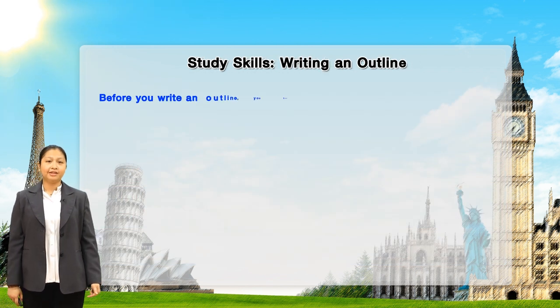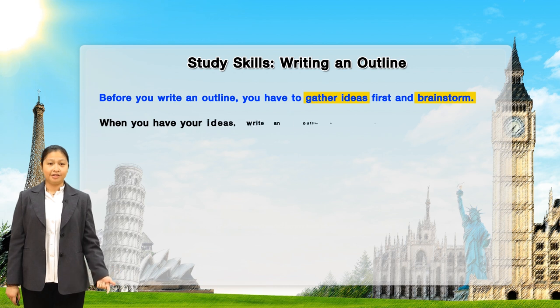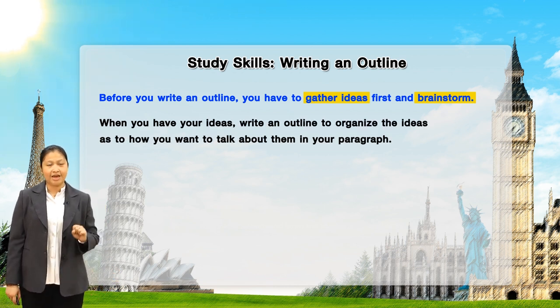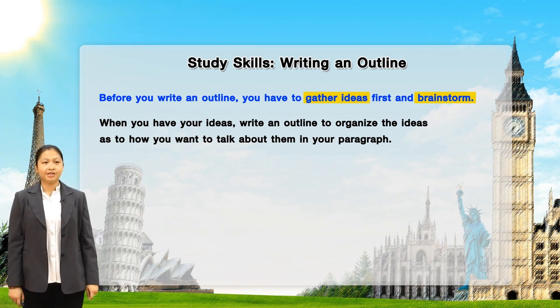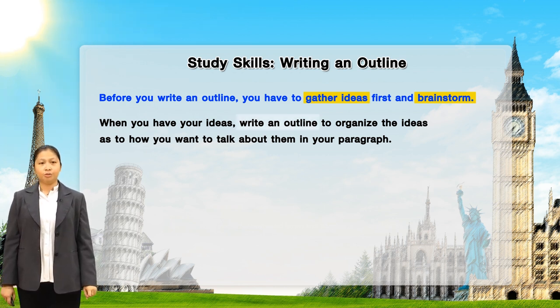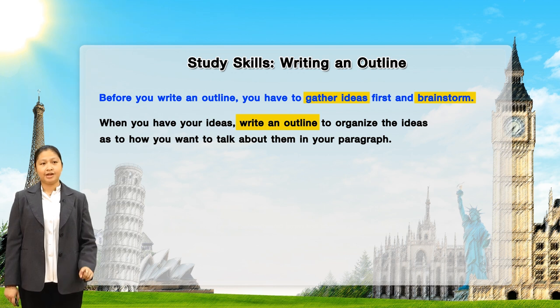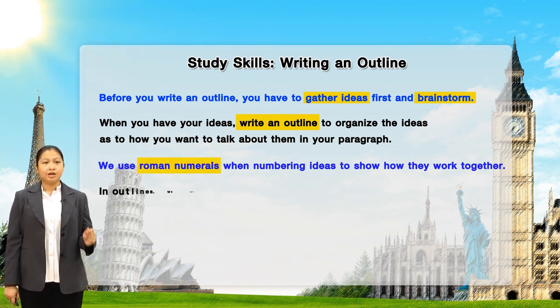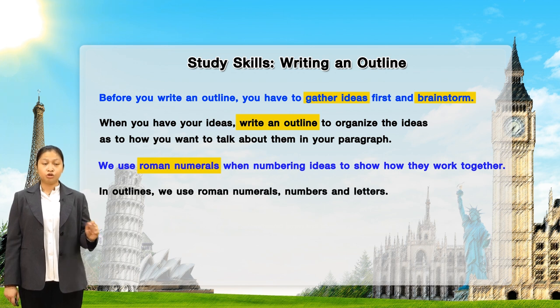So before you write an outline, you have to gather ideas first and brainstorm. That is what you did in steps 3 and 4. When you have your ideas, write an outline to organize these ideas as to how you want them to be discussed in your paragraph. When we write outlines, we use Roman numerals when we number ideas to show how they work together.